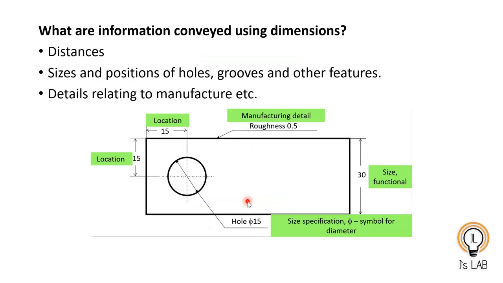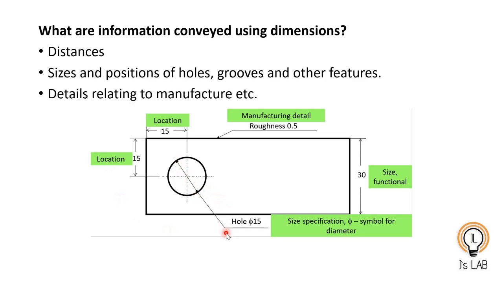Now what is the information conveyed using dimensions? Using dimensions you can provide the distance, the size and position of the holes, grooves, and other features, and details relating to manufacturing, etc. First of all, this is a location. This is a rough dimensioning shown. This is a rectangular sheet. Inside that there is a hole. Now you see 15 mm to the right and 15 mm down. You can find the center of the hole.